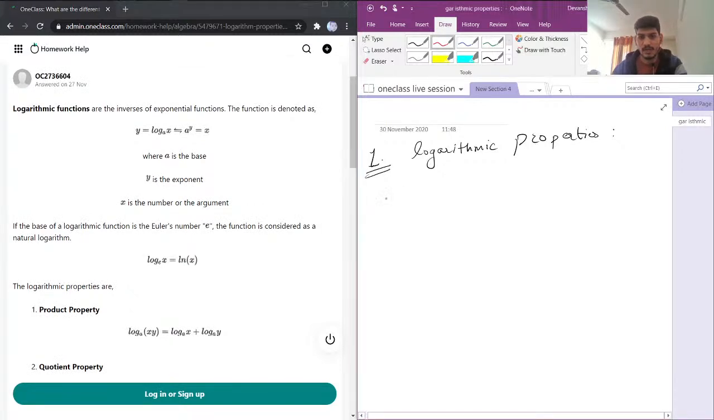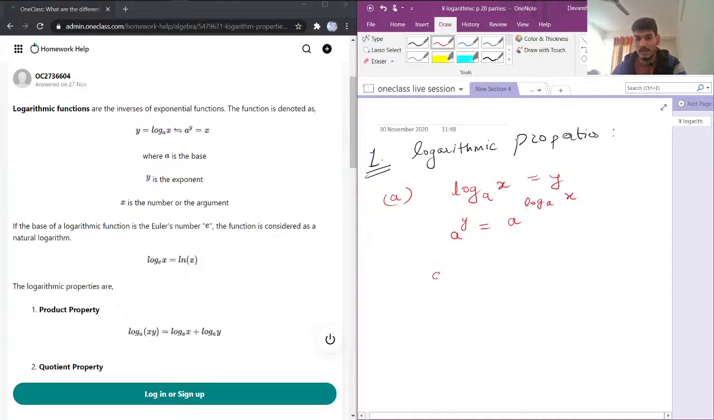Okay, so first I will start with the first property. Suppose I have the log with base a and the number x, which is equal to y, let's say. Then when I take the anti-log, it will become a power y equals a power log of x with base a. So if I'm taking anti-log with a, then everything will go into the power of a.